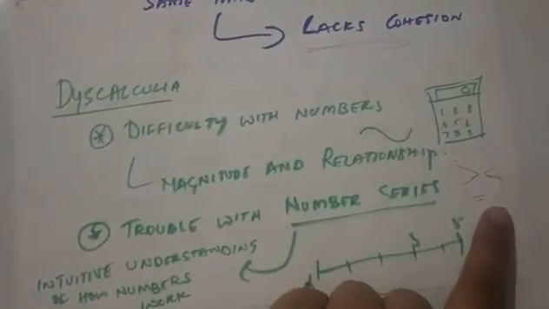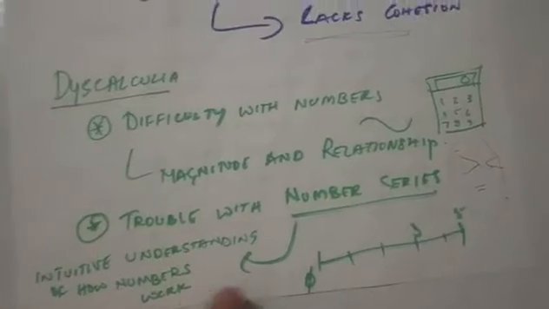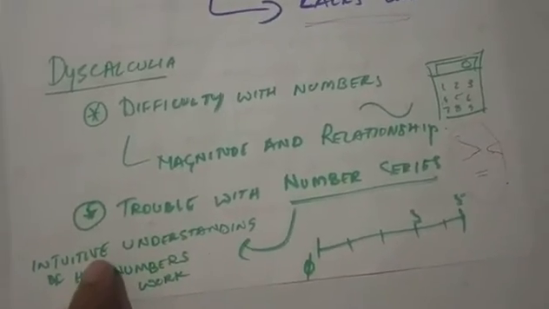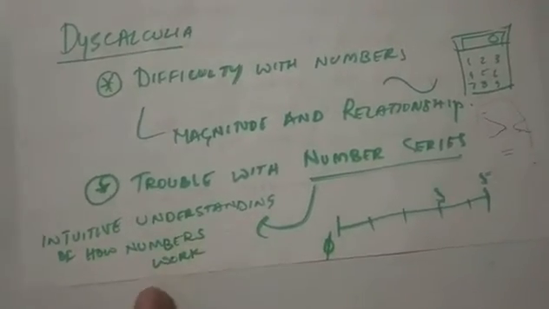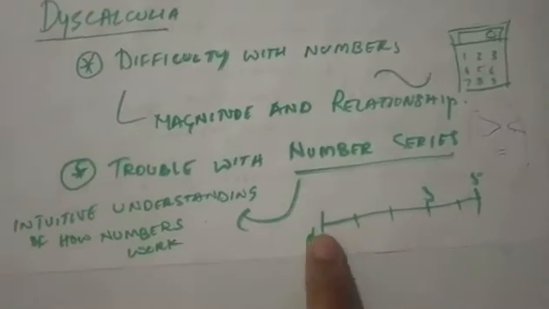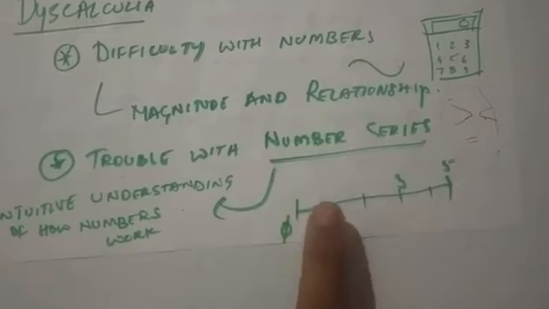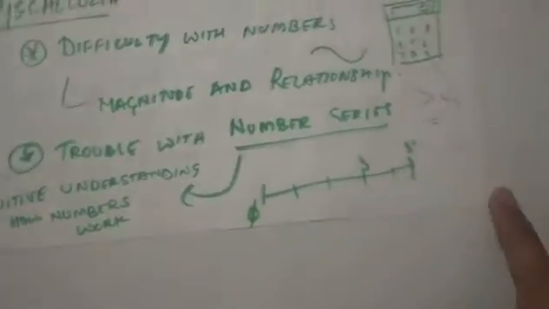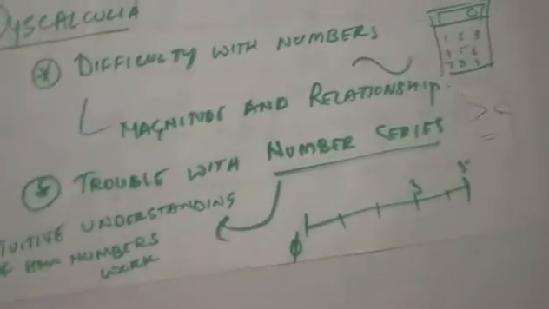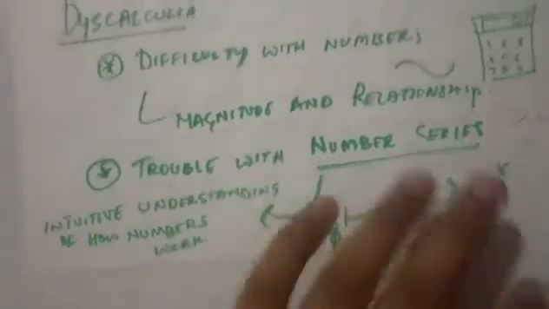They do not understand the relationship. They have trouble with the number series. So that is the intuitive understanding of how numbers work. Usually it's easy for you to understand this is 0, then on the right hand side these are positive numbers, and on the left hand side you have negative numbers. You are able to understand that. But people with dyscalculia have difficulty with that.